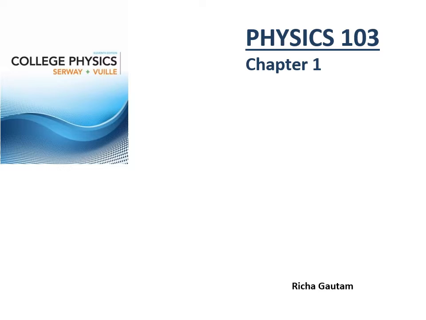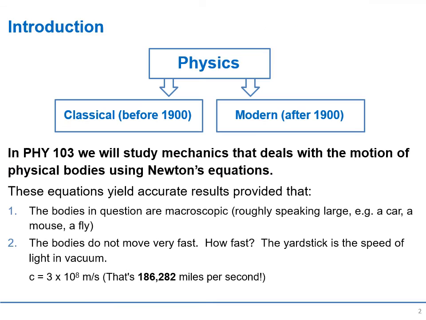So today we'll study chapter 1, and in this chapter we'll study all the units, the dimensions and dimension analysis of various quantities in physics. So firstly, the introduction about physics. Before 1900 physics was called classical physics, and after 1900 physics is known as modern physics.